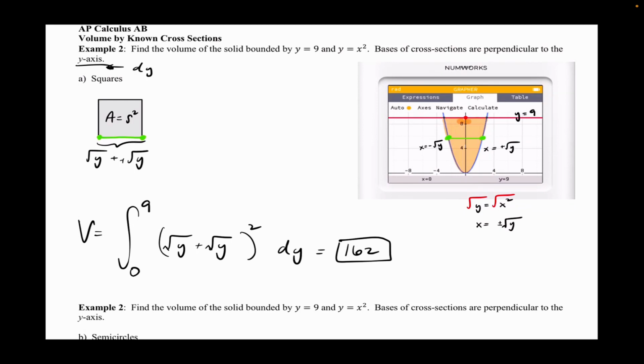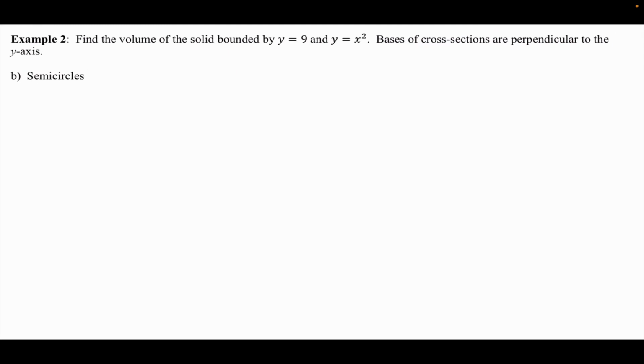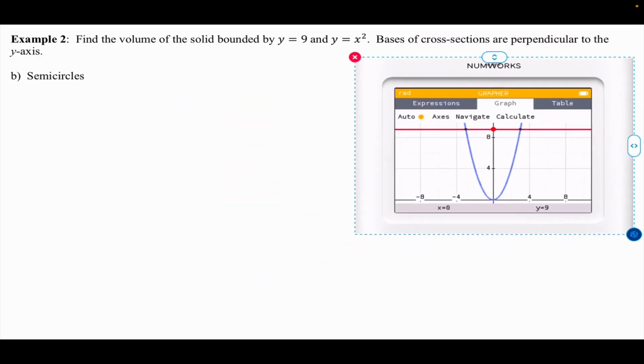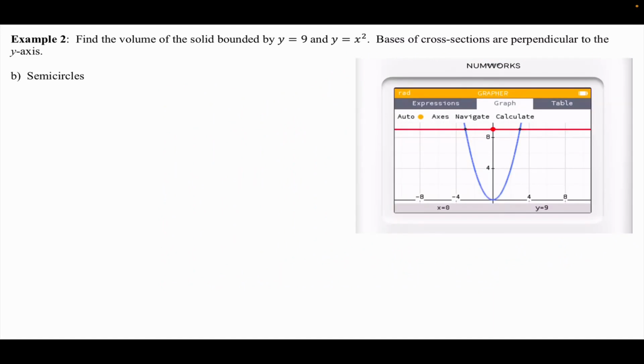Example B is exactly the same. The only difference with example B is instead of squares, it's semicircles, which we've done before. So for 2B, first thing we'll do, let's redraw the picture. The picture that we had earlier, we're going to use that picture again. I'll give you some time to redraw it, because it's the same picture, but we're going to do different things to it. It's still the bounded area.